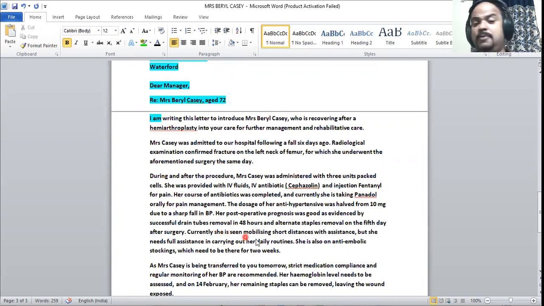Currently she is mobilizing short distances with assistance, but she needs full assistance in carrying out her routines. She is also on anti-embolic stockings, which need to be there for 2 weeks. Agreed. But now an important thing is missing here in this particular paragraph, the care you have given. An important thing is missing, and that is dressing.